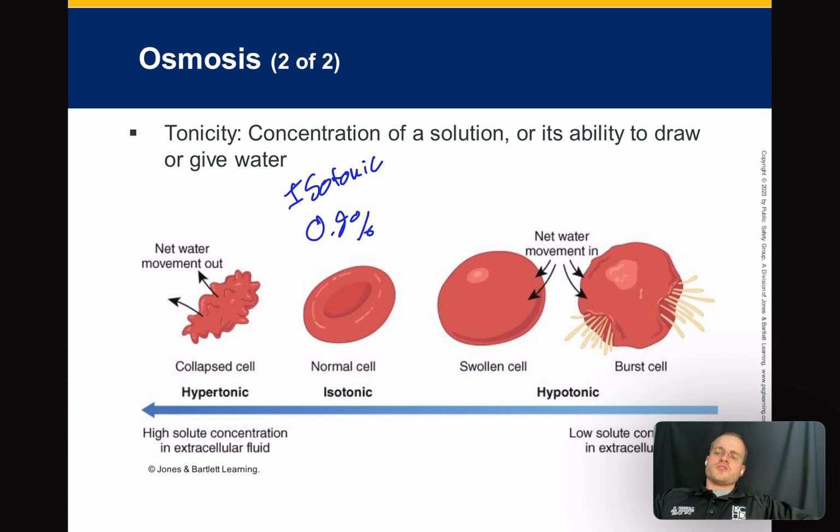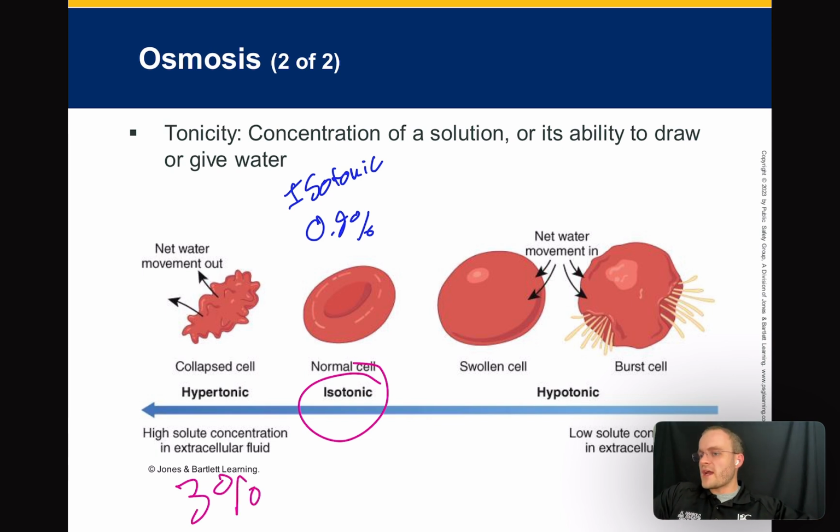It's going to be okay. So this is isotonic, right here. If I were to give a patient, let's just call it 3%. Can we agree that 3% is more than 0.9%? The percent is talking about how much salt is in there. So we're giving about three times more salt in this IV fluid I'm about to give a patient.